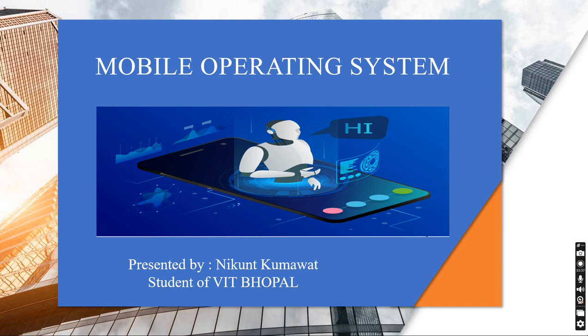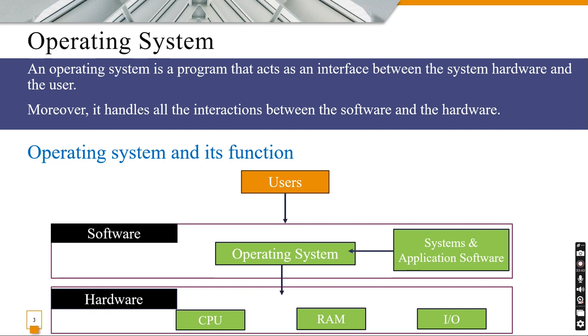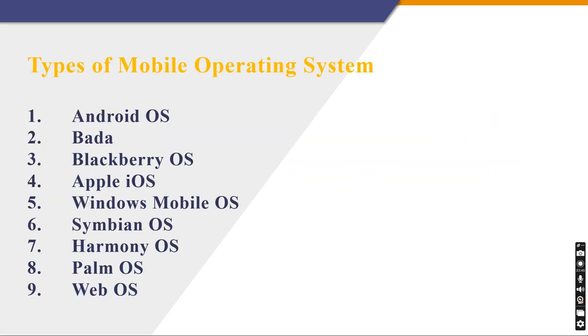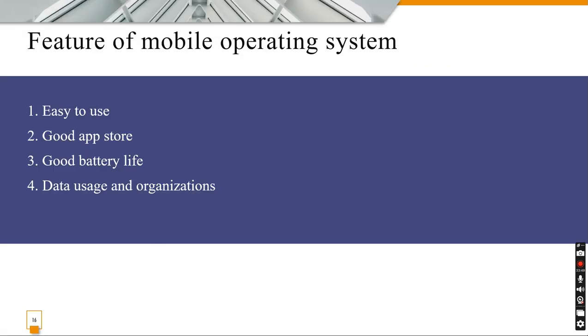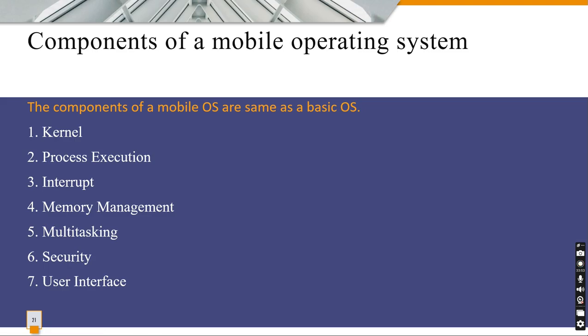Next we start with mobile operating systems, and we go through the contents: types of mobile operating systems, features of mobile operating systems, and components of a mobile operating system. These are basic things, not rocket science. Okay, that's enough for today.